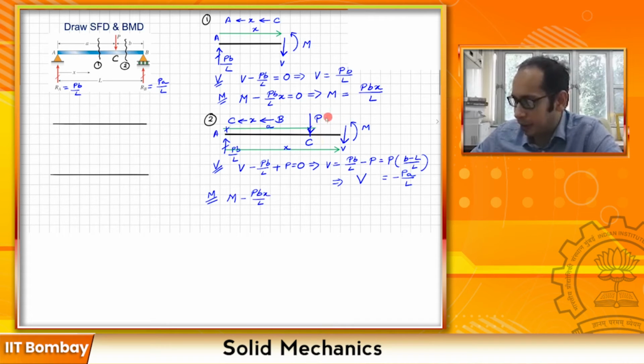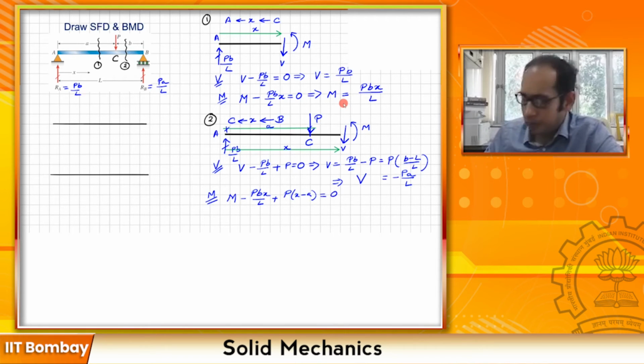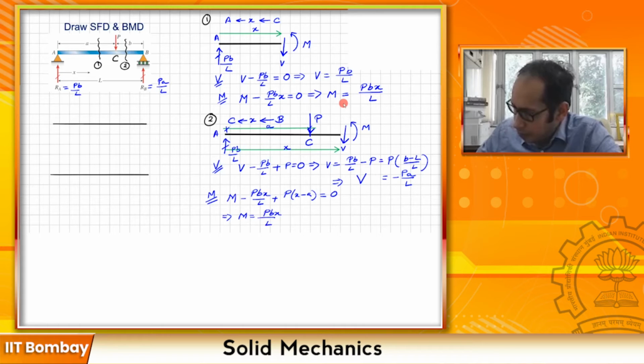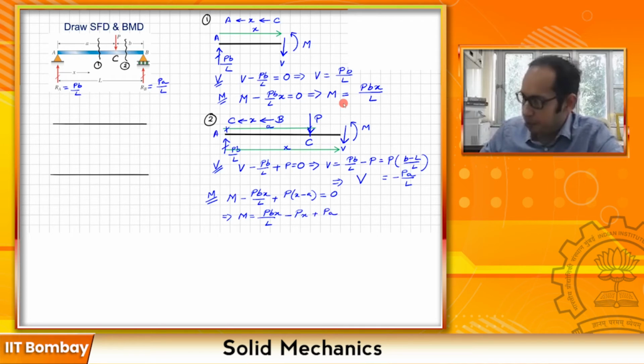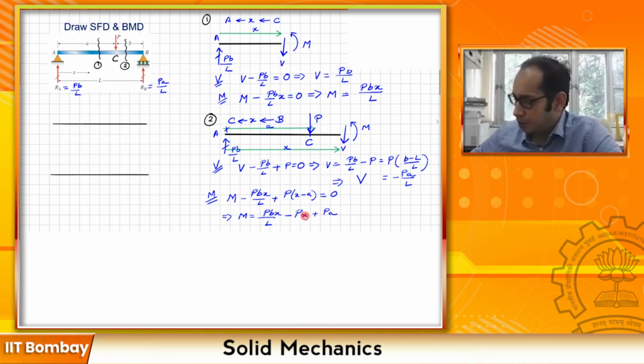Then I have to account for the moment for this force. This acts in the same direction as the moment M is acting, so it is going to be positive. It is plus P into (x minus a) equals 0 over here. And from that, if you simplify a bit further, what you will get is that M is Pbx by L minus Px plus Pa, right?